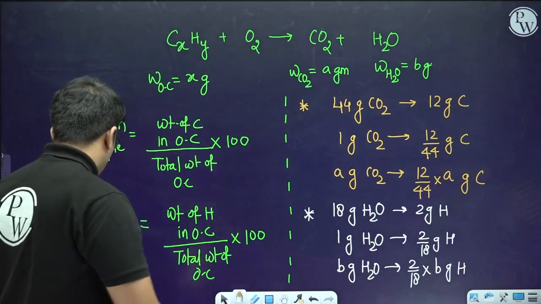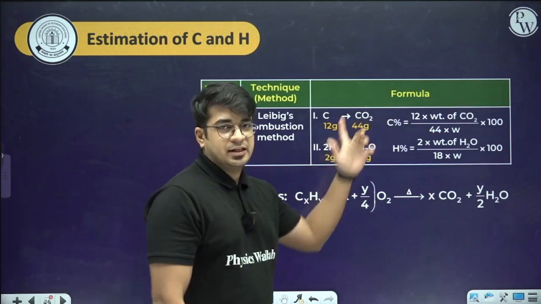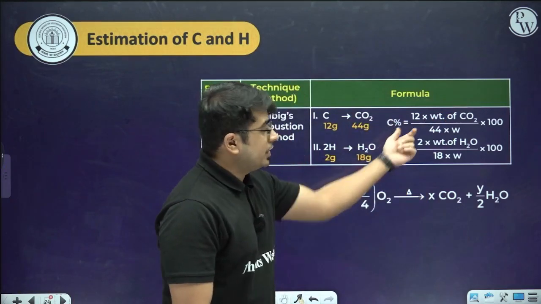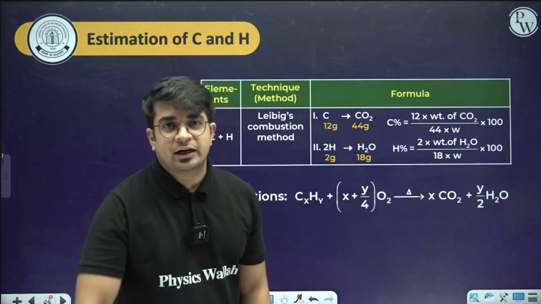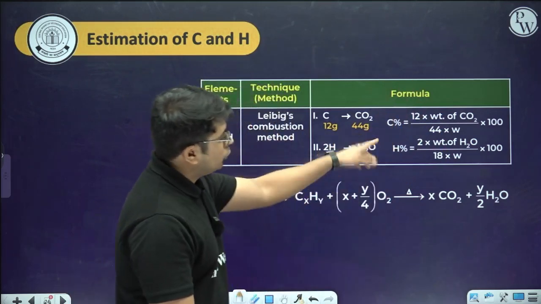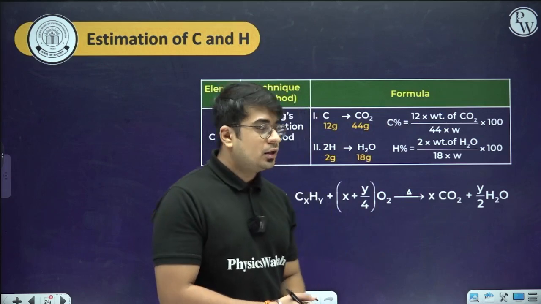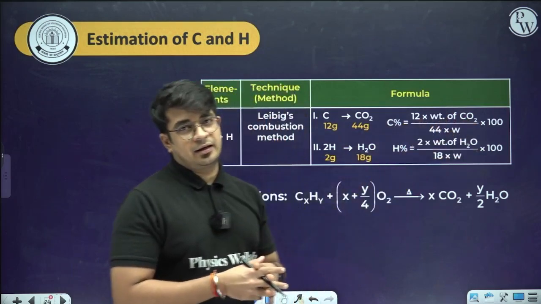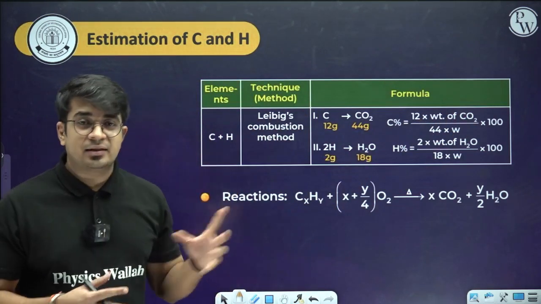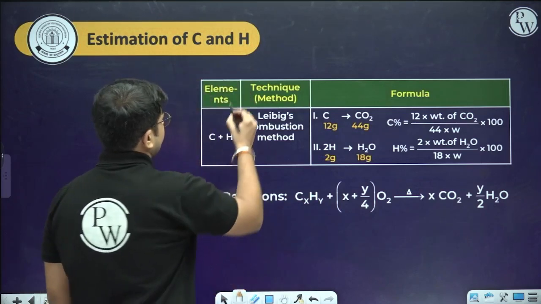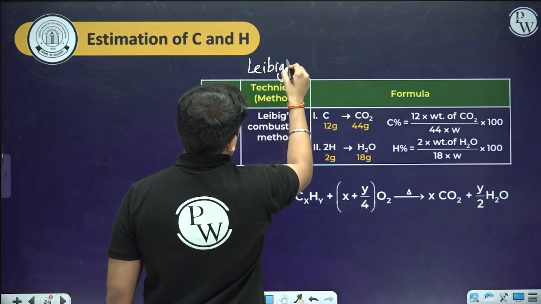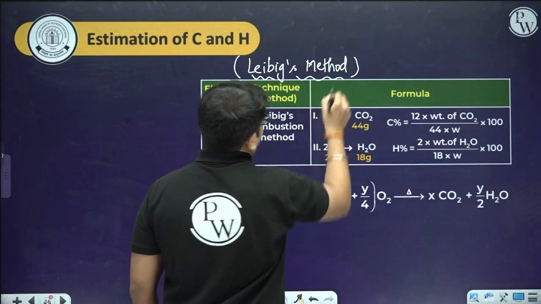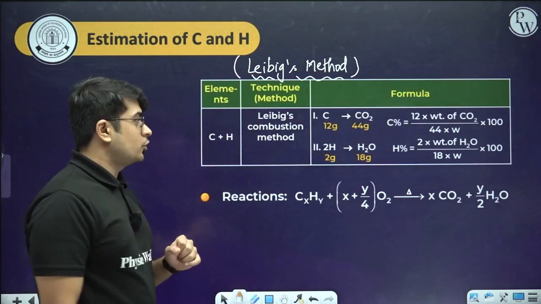And if you want a simpler version, you can say that the percentage of carbon will be equal to 12 multiplied by the weight of CO2 being produced, divided by 44 multiplied by the weight of organic compound given, multiplied by 100. Same for hydrogen, 2 multiplied by weight of H2O being produced, divided by 18 multiplied by W, which is the weight of organic compound, multiplied by 100. And that is the calculation, and this entire method is actually known as Liebig's method. I hope this portion is clear.